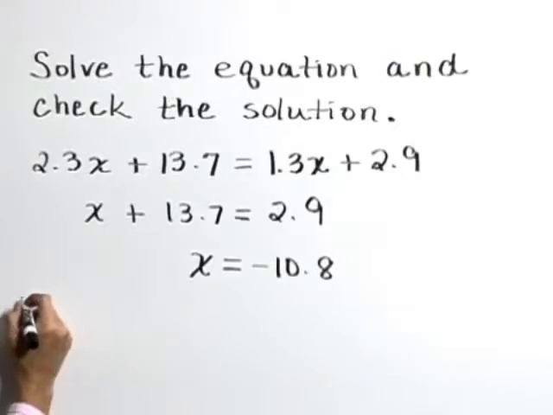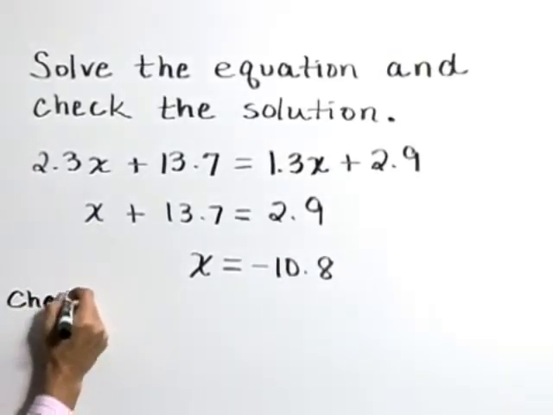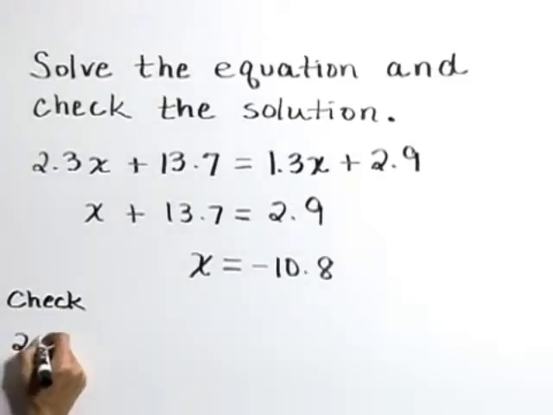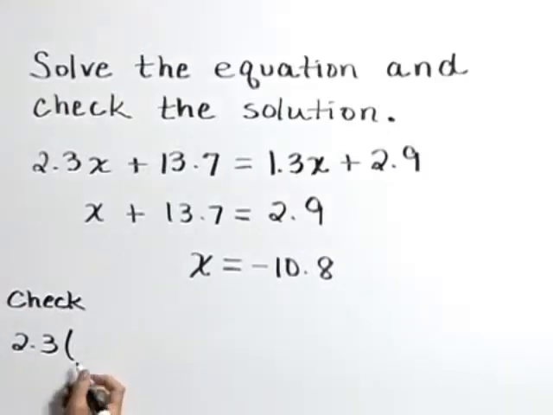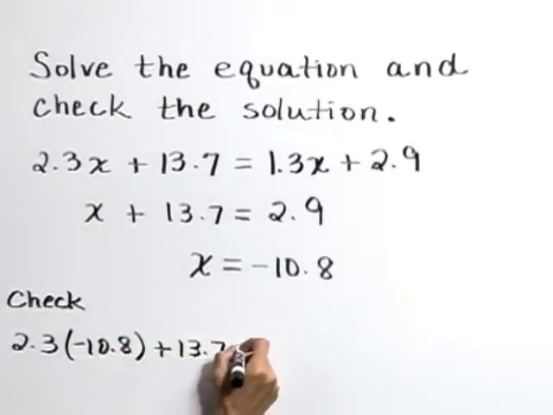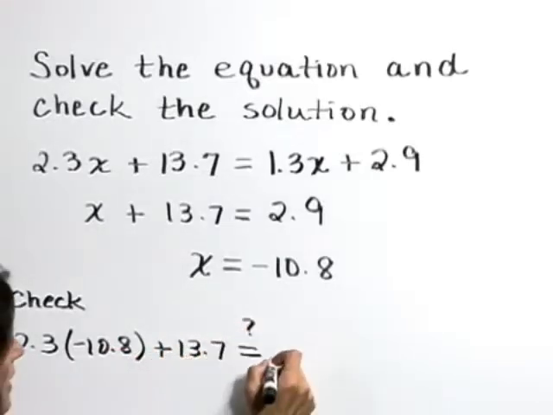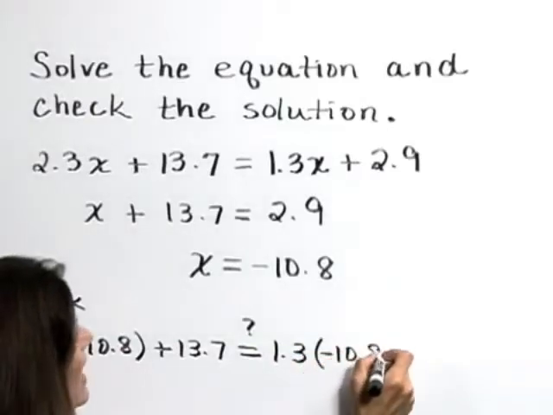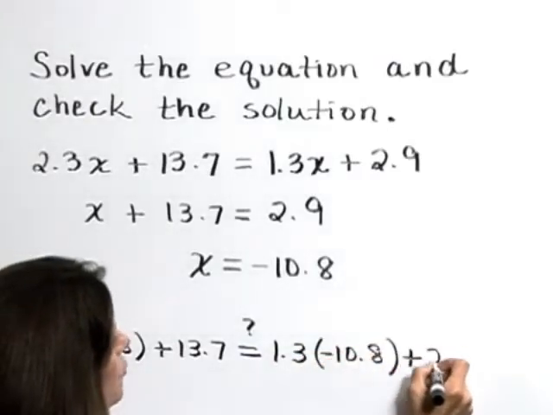Now let's check this solution. Into the original equation, we'll substitute x is equal to negative 10.8. So the original equation, with this value substituted in, gives 2.3 times negative 10.8 plus 13.7. Is that equal to 1.3 times negative 10.8 plus 2.9?